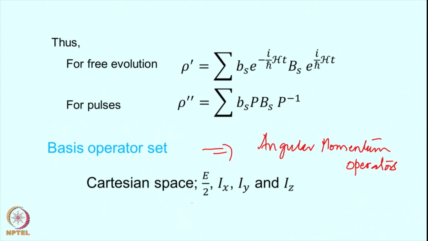Now what are the angular momentum operators? Typically, in Cartesian space, we have the unit matrix and the three angular momentum operators Ix, Iy and Iz. So we build on this, we build using this.